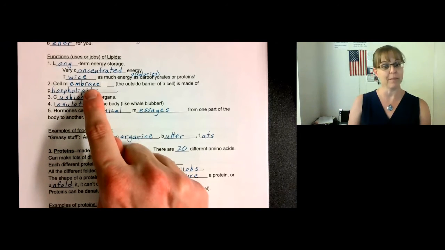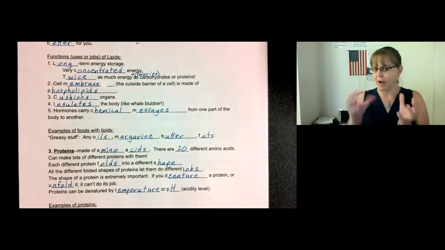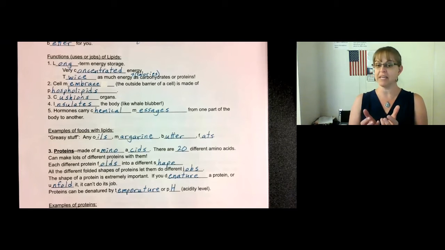And the cell membrane, the wrapper around each individual cell in your body, is made from phospholipids. It's a lipid with a phosphate on it. Each cell is not coated with fat.